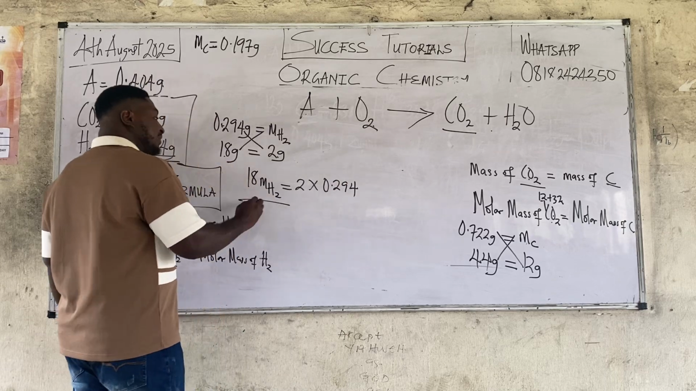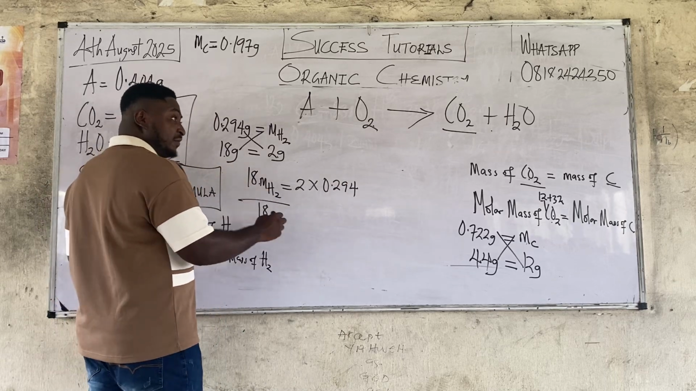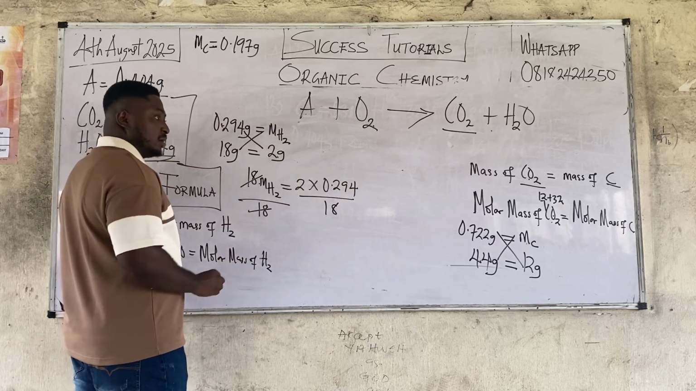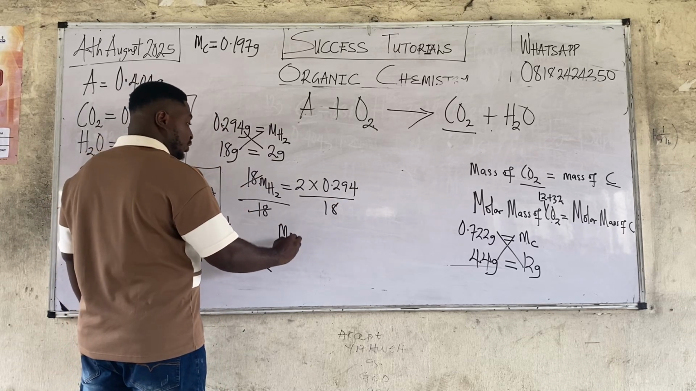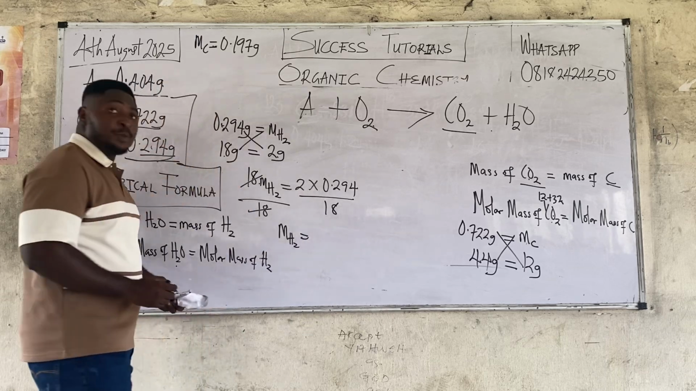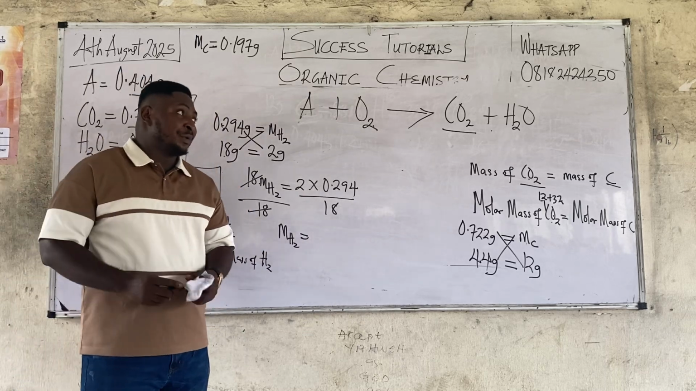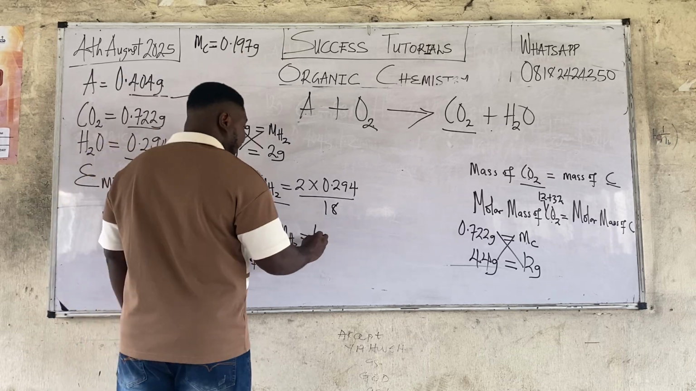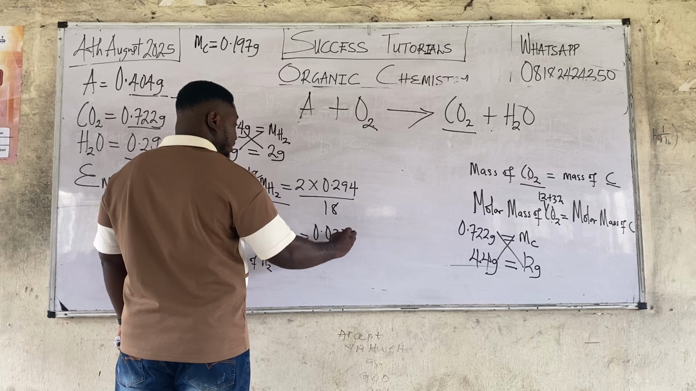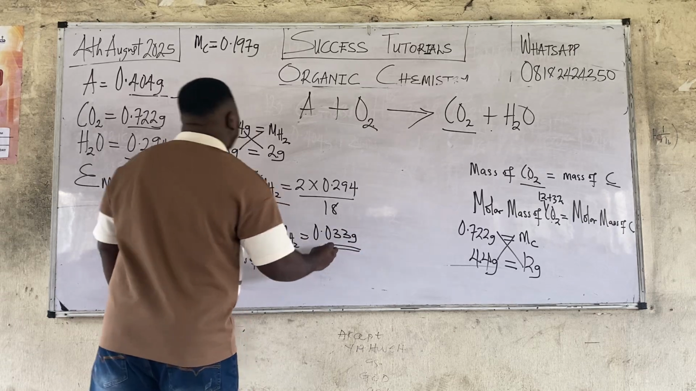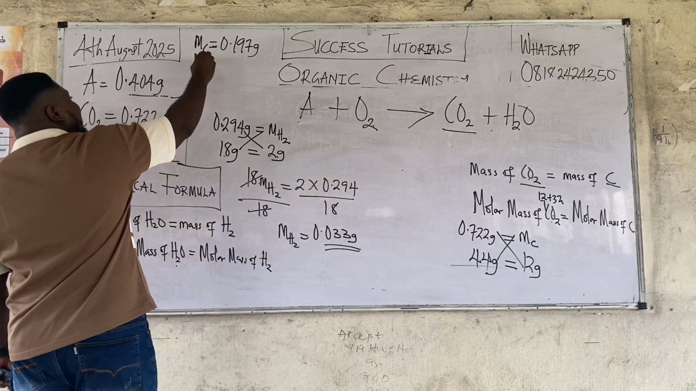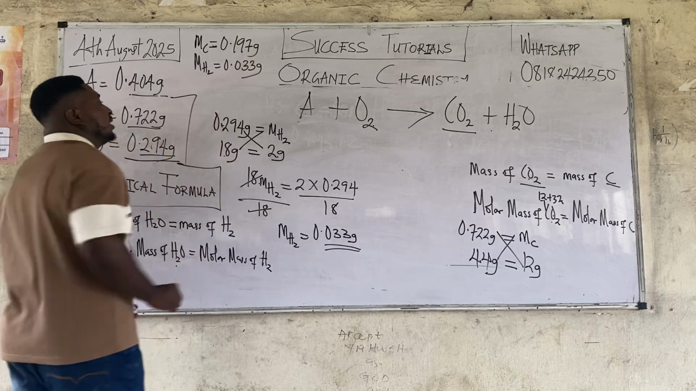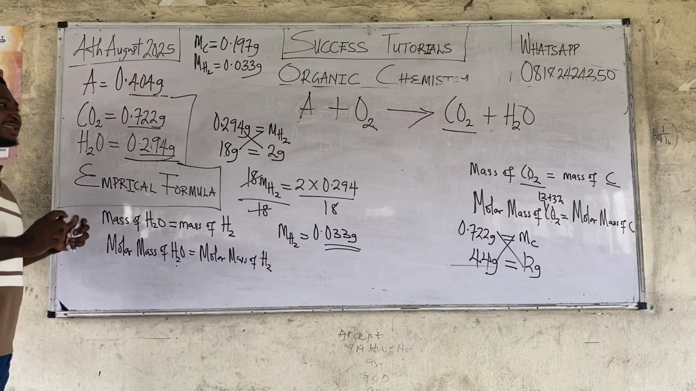So what we'll do now is divide both sides by 18 to make the mass of hydrogen the subject. We're going to say the mass of H2 equals 2 multiplied by 0.294, then divided by 18. What are we going to have? To 3 decimal places, 0.033. So the mass of hydrogen, class, is 0.033 gram. Class, we don't need to stress ourselves further now.